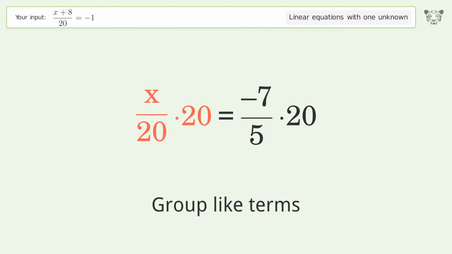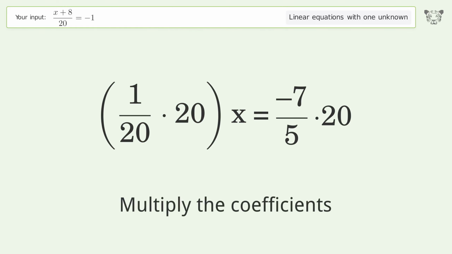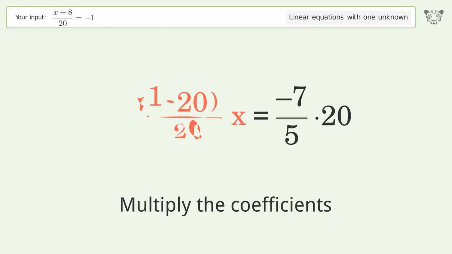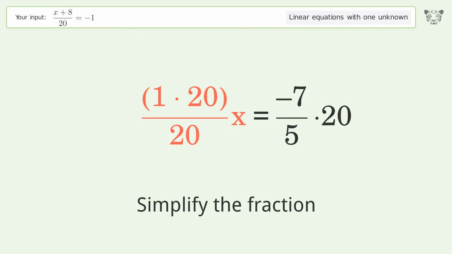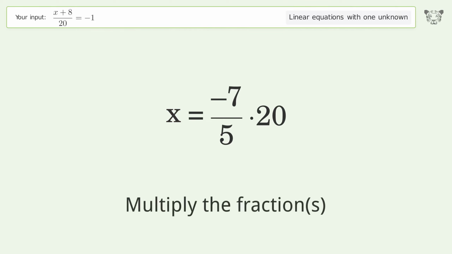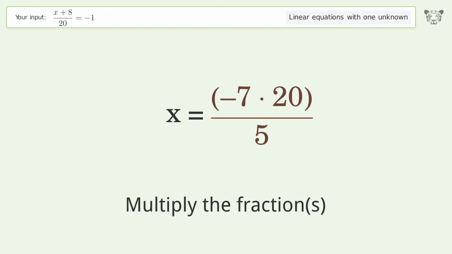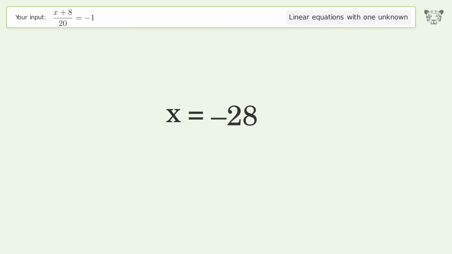Group like terms. Multiply the coefficients. Simplify the fraction. Multiply the fractions. Simplify the arithmetic. And so the final result is x equals -28.